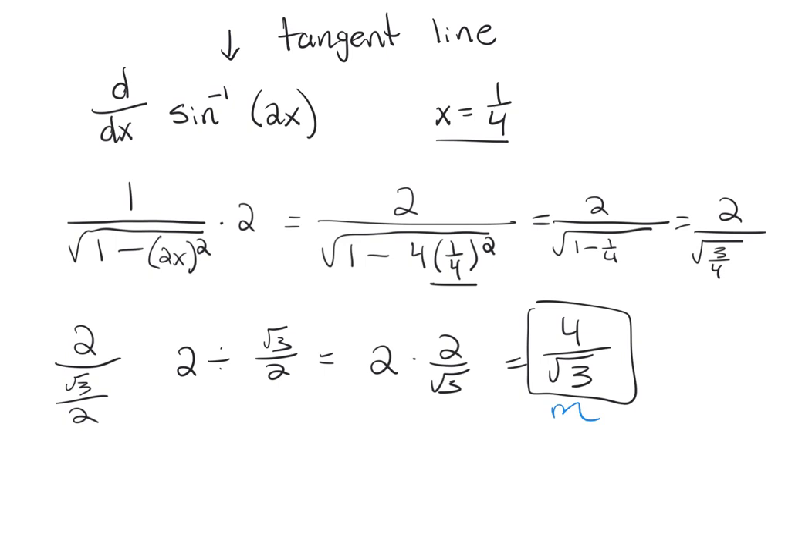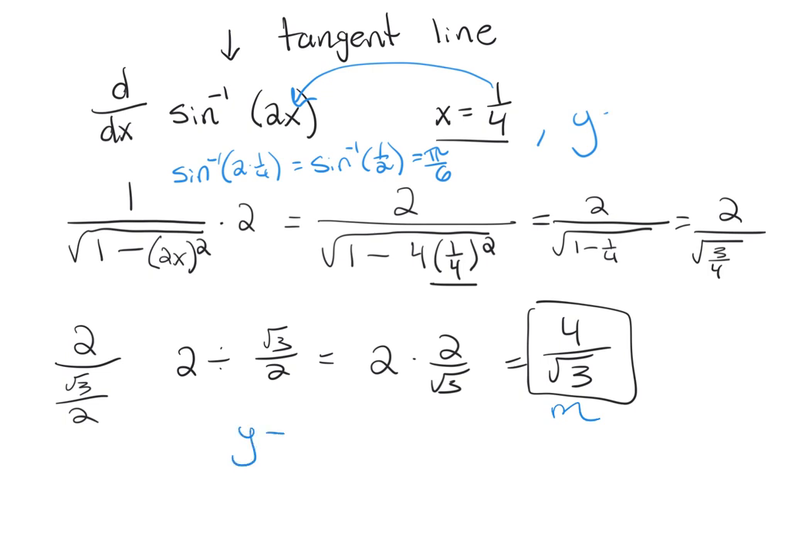So I still need to write the equation, I need my y value. So now we just have to plug in 1/4 in here. So inverse sine of 2 times 1/4 is the same as inverse sine of 1/2, which would be pi over 6. So the tangent line is y minus pi over 6 equals the slope 4 over square root of 3 times x minus 1/4.